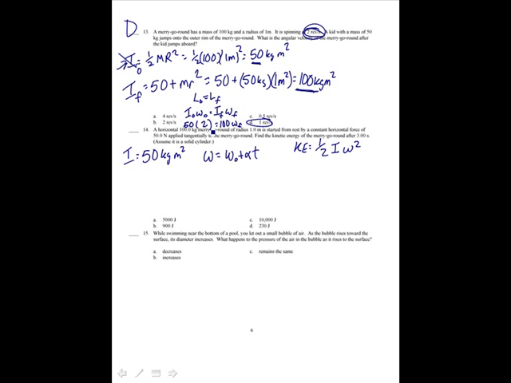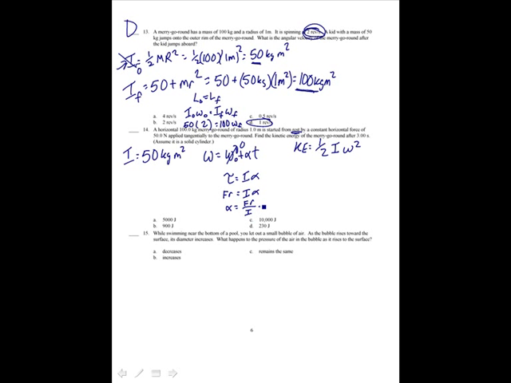Omega naught plus alpha t. But it starts from rest, so omega naught is 0. So omega is equal to alpha t. Well, if I want to find alpha, I know that torque is equal to I alpha, and torque is F times R is equal to I alpha. I'm going to solve this for alpha, which is my angular acceleration. So that's Fr over I.